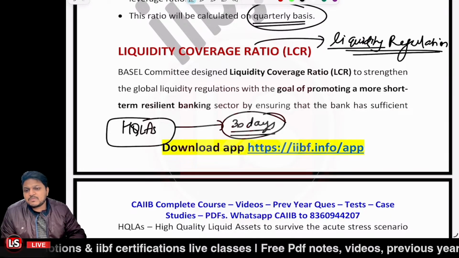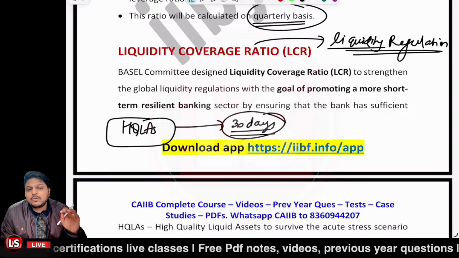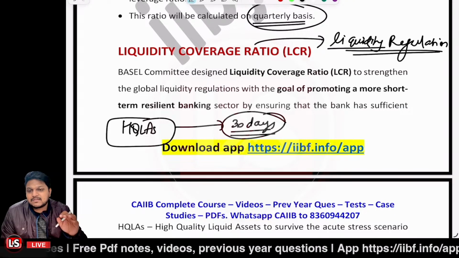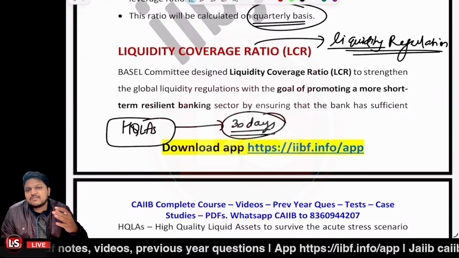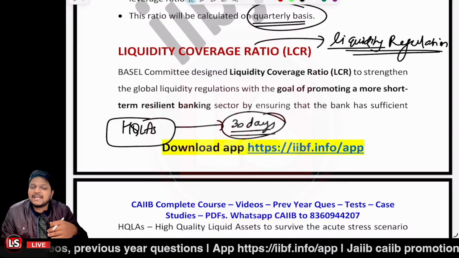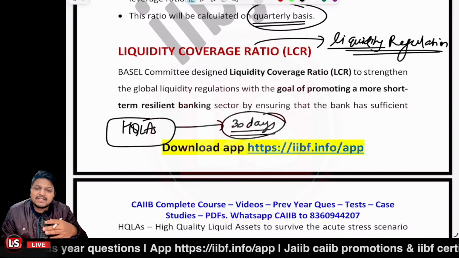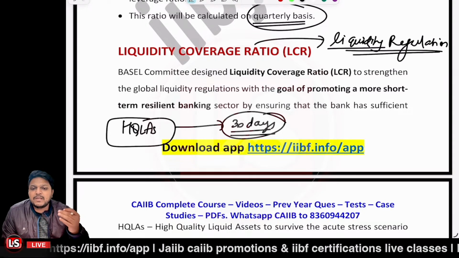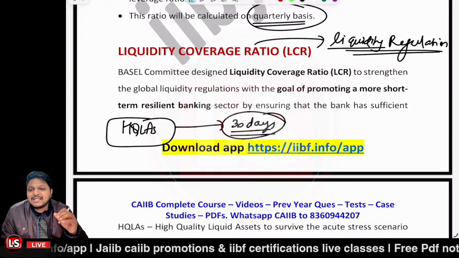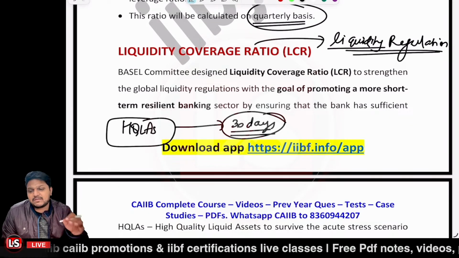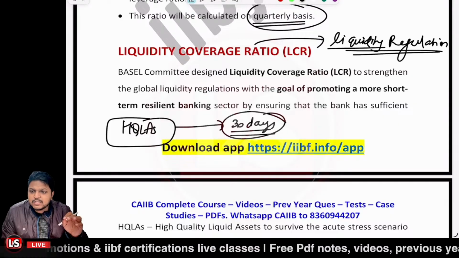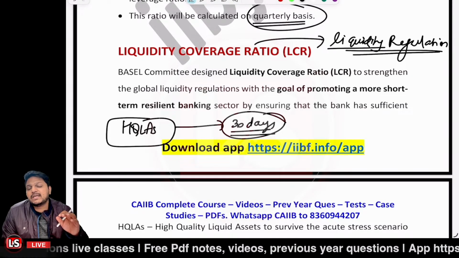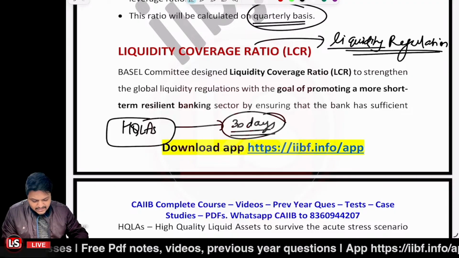Okay. So we must be clear in our mind that the liquidity coverage ratio tells us about the short-term resilience: do we have sufficient high quality liquidity assets so that we can survive under stress conditions for the next 30 days, so that we can at least pay off our obligations? And the LCR is to be maintained at 100%. A minimum 100% level is to be maintained for the high quality liquidity assets. That is LCR, the liquidity coverage ratio.